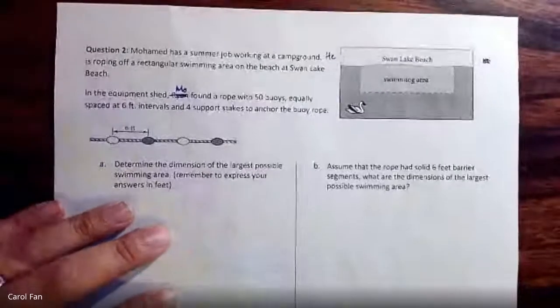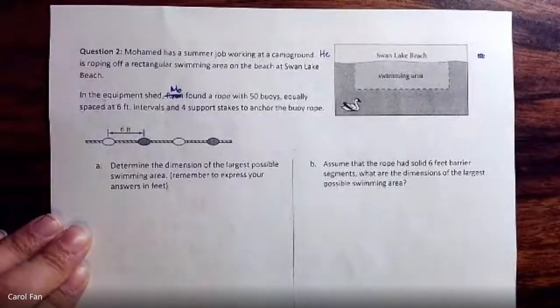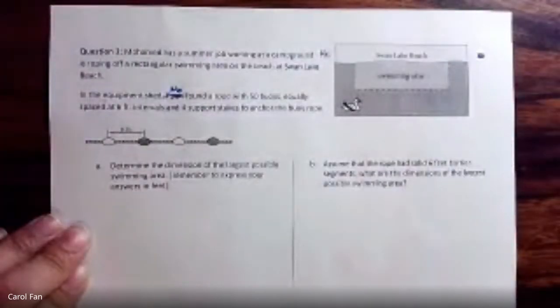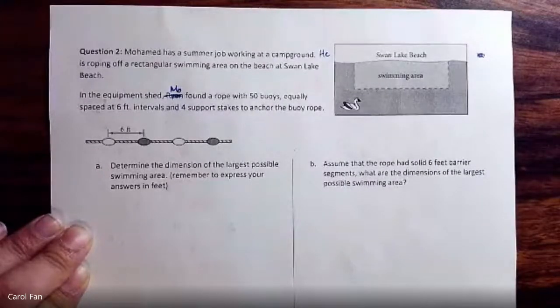Question number 2. Mohammed has a summer job working at a campground. He is roping off a rectangular swimming area on the beach at Swan Lake Beach. In the equipment shed, Mo found a rope with 50 buoys, equally spaced at 6 feet intervals and 4 support stakes to anchor the buoy rope.